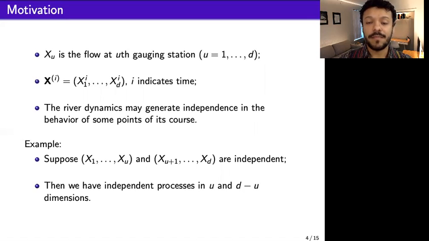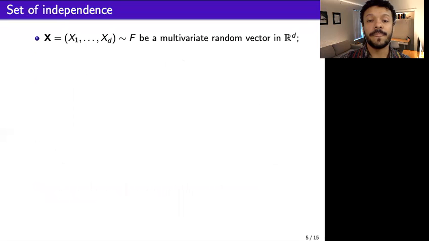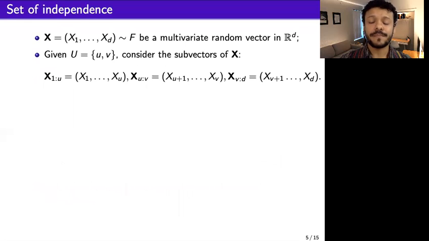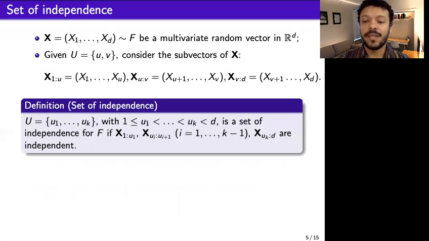In this particular example, we are saying that we can decompose our original X vector into two smaller blocks of independence. Now, let me define what a set of independence is. We again are considering a d-dimensional X vector following some multivariate distribution function F, and given U a set of indexes that partitions X into subvectors like this. We will say that U, a set of indexes, is a set of independence for F if the partition of X yields subvectors that are independent of each other.